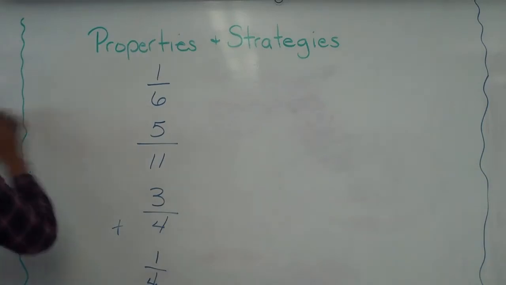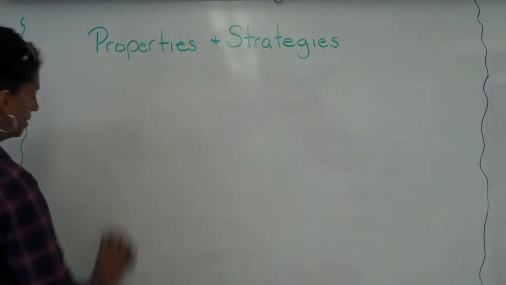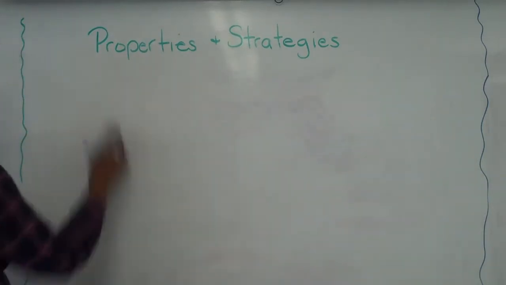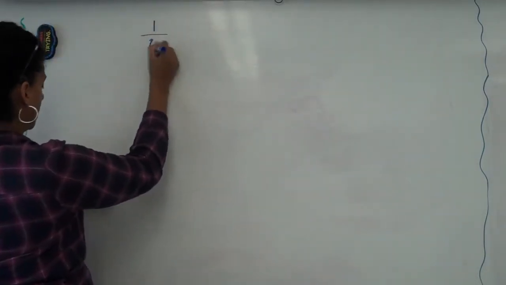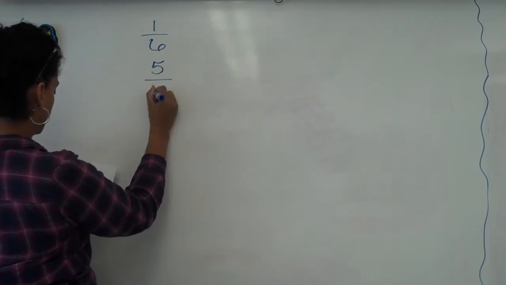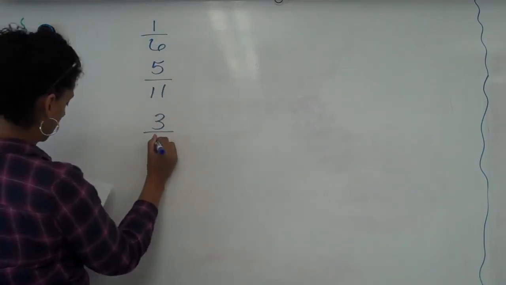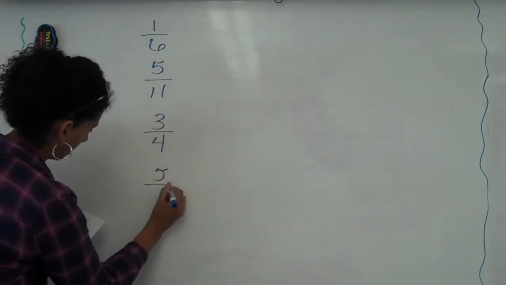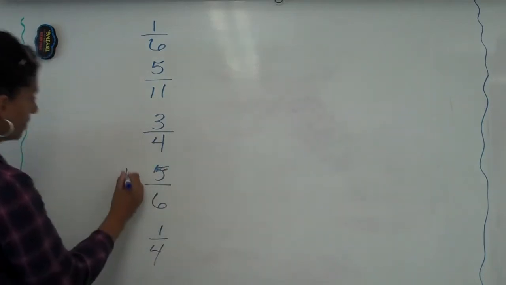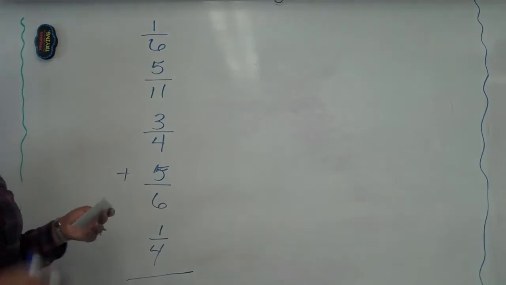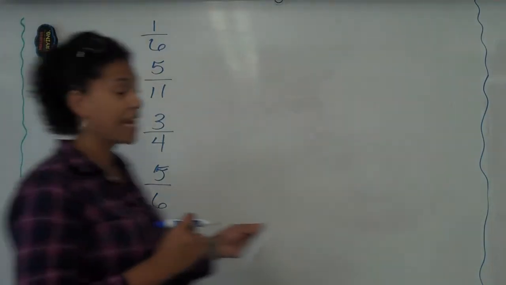I'm going to erase it and start again because I'm afraid you won't be able to see it all. I'm going to erase this. Take 2. 1/6 plus 5/11 plus 3/4 plus 5/6. Ooh, weird. Plus 1/4. Okay? That's very frightening. Very scary right now.